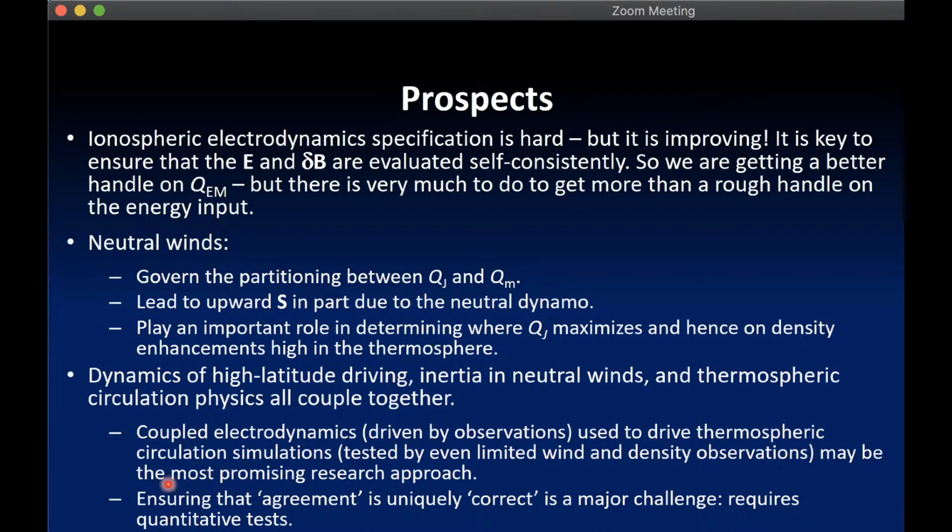I think one big area that we need to work on is to be quantitative about what we mean by agreement. Because you can get agreement with a simulation like this, but that doesn't necessarily mean that it is the only answer and it's uniquely correct. One way to get a better handle on that is by being quantitative about what we mean by agreement. And I hope that's a good jump start to the rest of the talks in this session. Thank you.